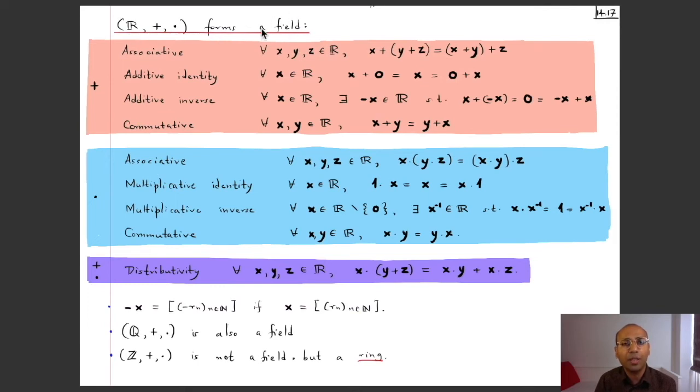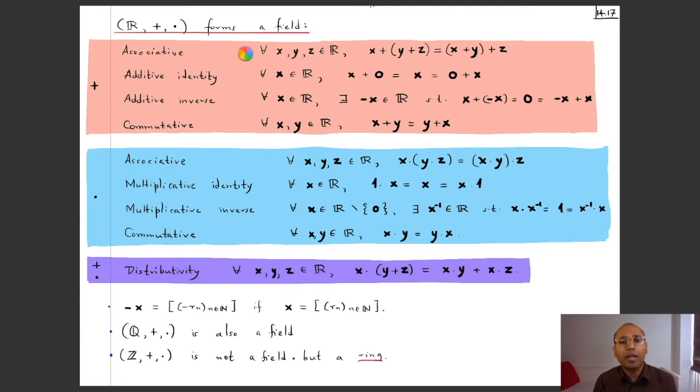So what does this mean? That's a succinct way of saying that the operations of addition and multiplication have the following properties, which are listed here. With respect to addition, the operation is associative. There exists an additive identity. For each real number, there exists a corresponding additive inverse, and the operation is commutative. So let's spell out these rules.